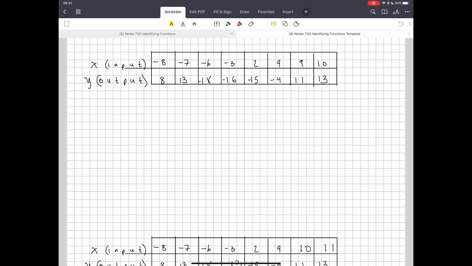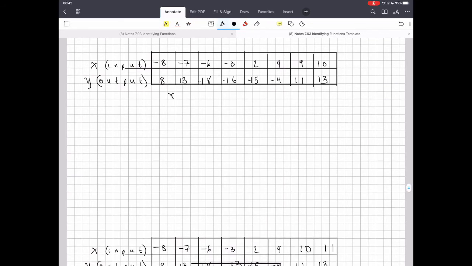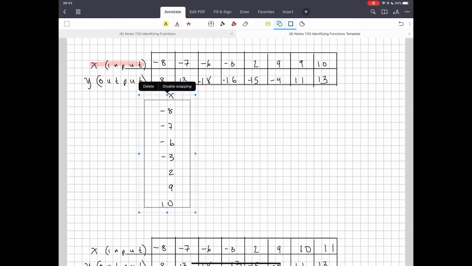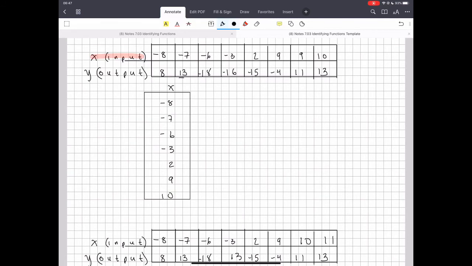So we start with our x values, which are the inputs, and our x values are up here in the top row. So we've got -8, -7, -6, -3, 2, 9, which appears twice, and 10. Put a box around it. So with the x values ordered from least to greatest, now we can do our y values.